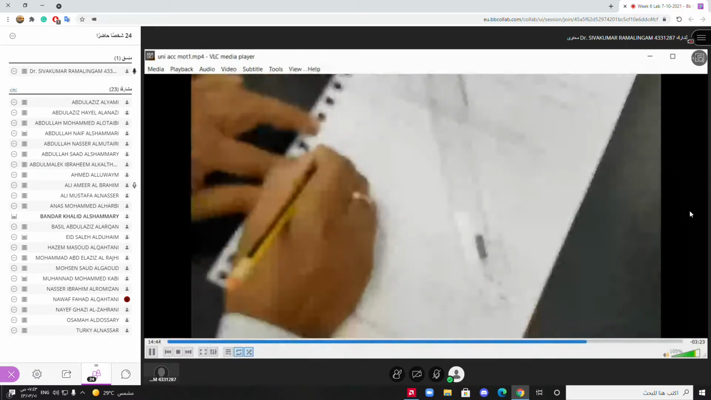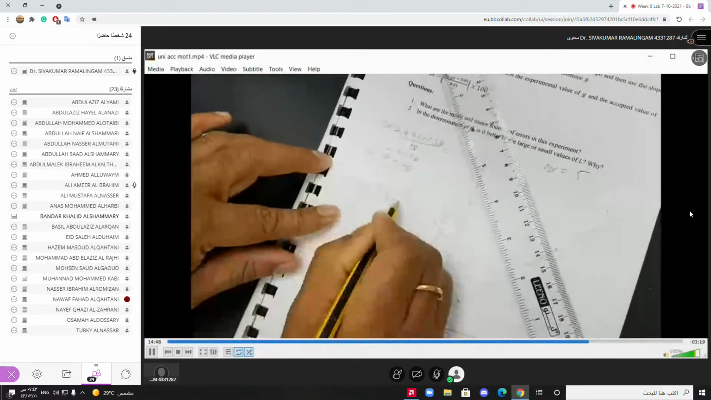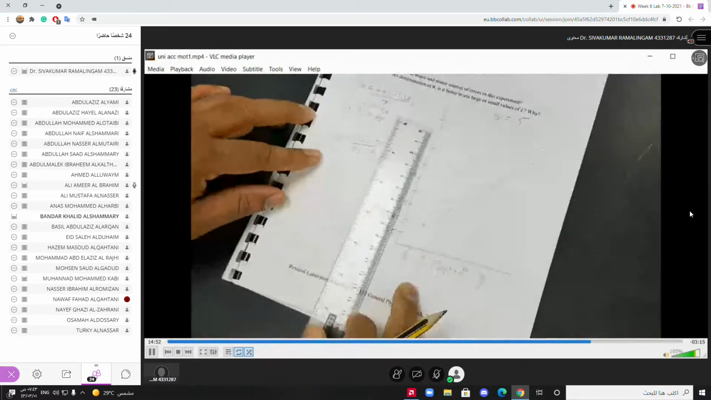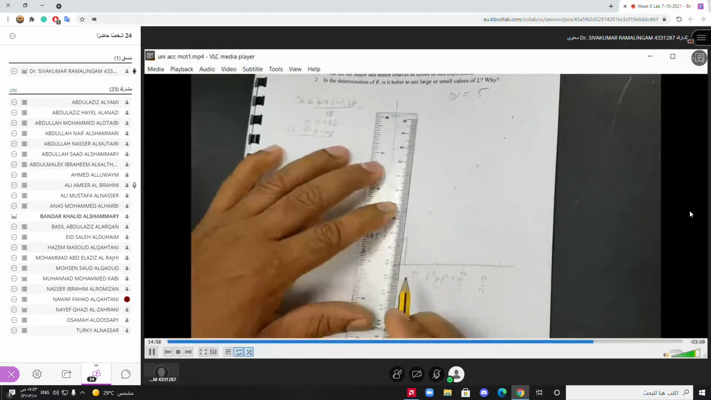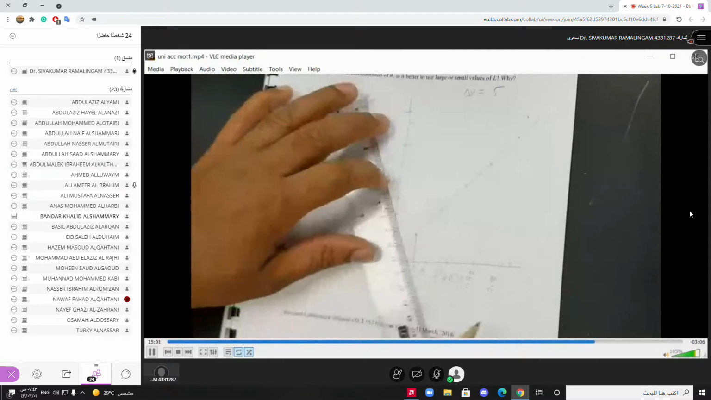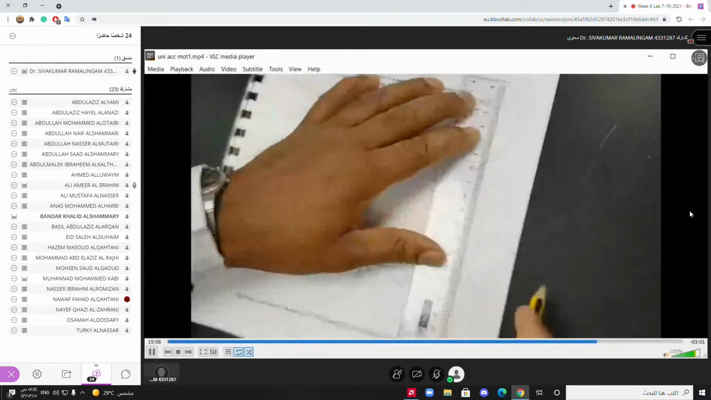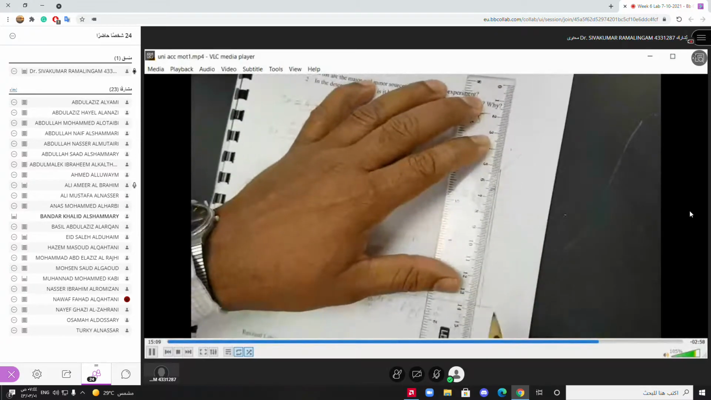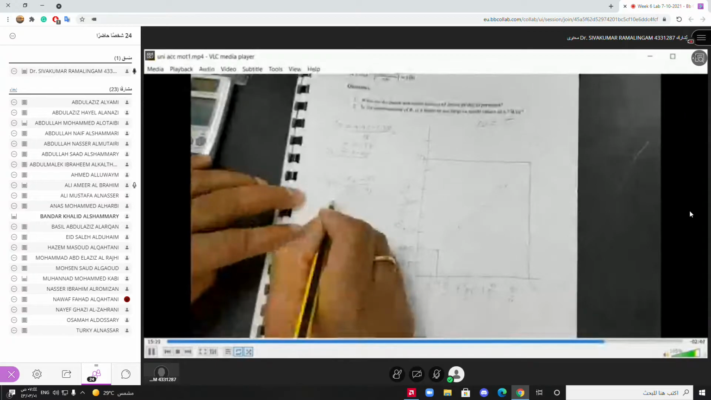Now the next step is calculating the slope. The slope is y2 minus y1 by x2 minus x1. Select any two points. This point I cannot select because it's not on the line. I can draw this. This is your x1 and this is your y1. And this is your x2 and this is your y2. x2 minus x1, y2 minus y1, you can write the values here and you will get some number.